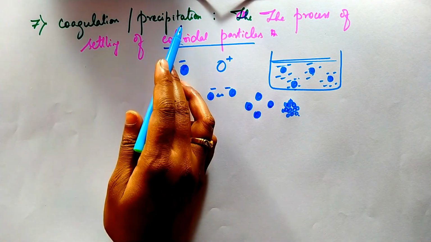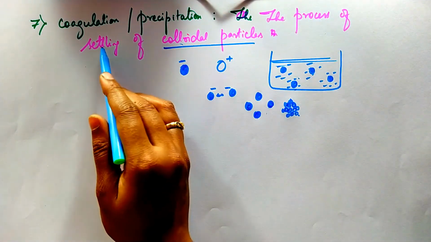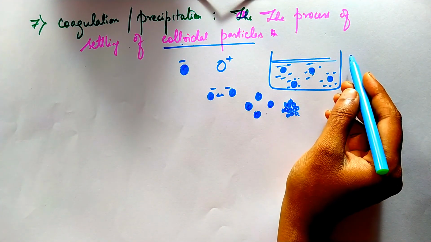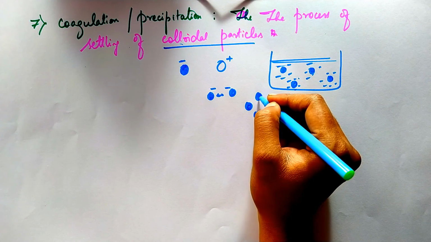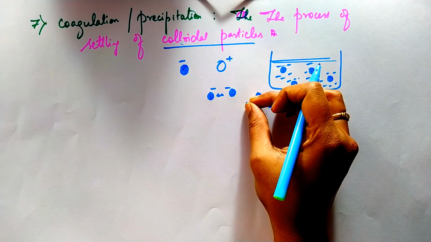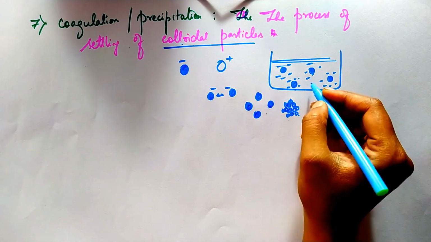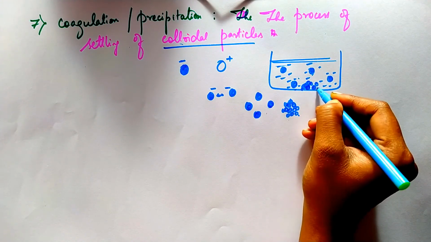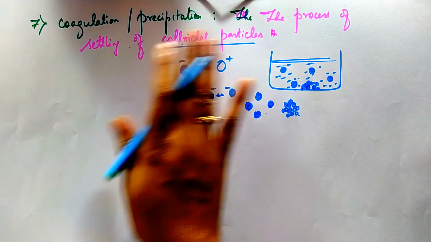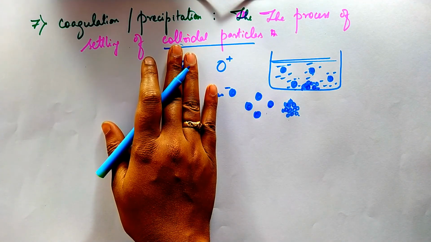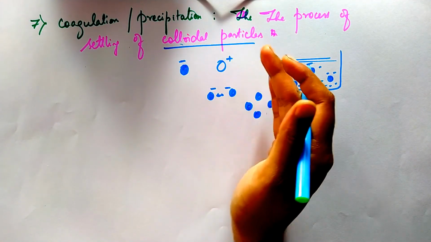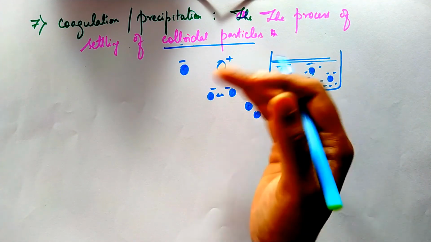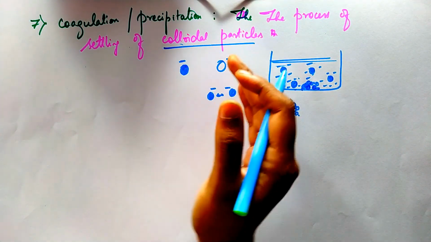This is what I have said here. Coagulation or precipitation means the process of settling of colloidal particles. By removing the charge on the colloidal particle, they become neutral and they combine, they aggregate and settle down in the beaker. This is the definition for precipitation. In the next video, I am going to discuss how the lyophobic sol gets precipitated.